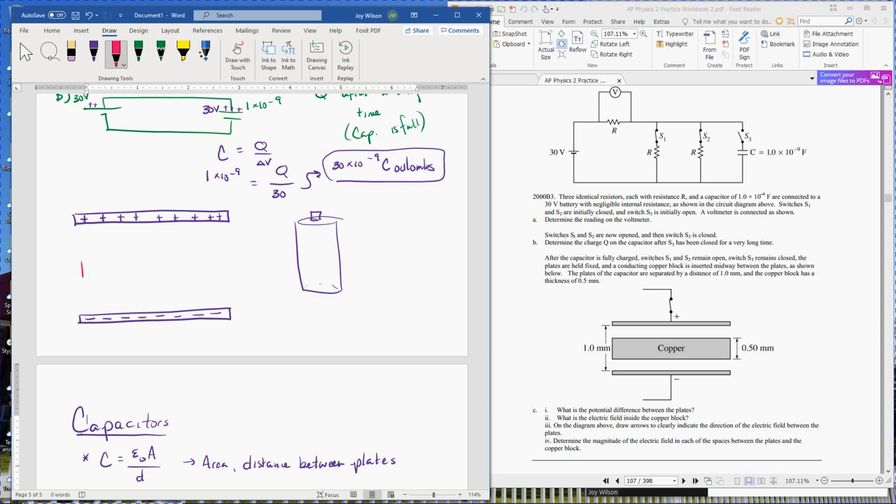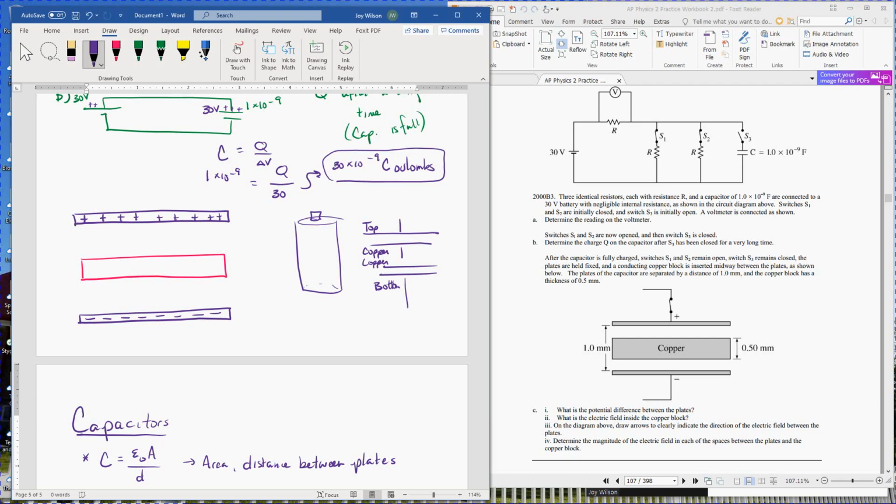I'll use red for copper. And so what we've really done is we've really made this into a capacitor. So here's top and copper, and another capacitor that is copper and bottom. So it's just like we split the capacitor into two smaller capacitor pieces. And they ask me, what is the voltage between the plates?